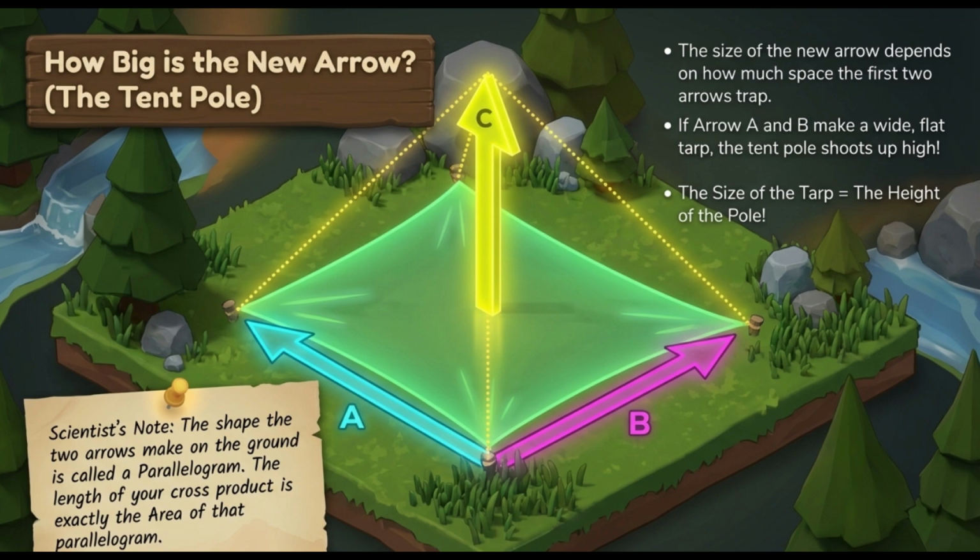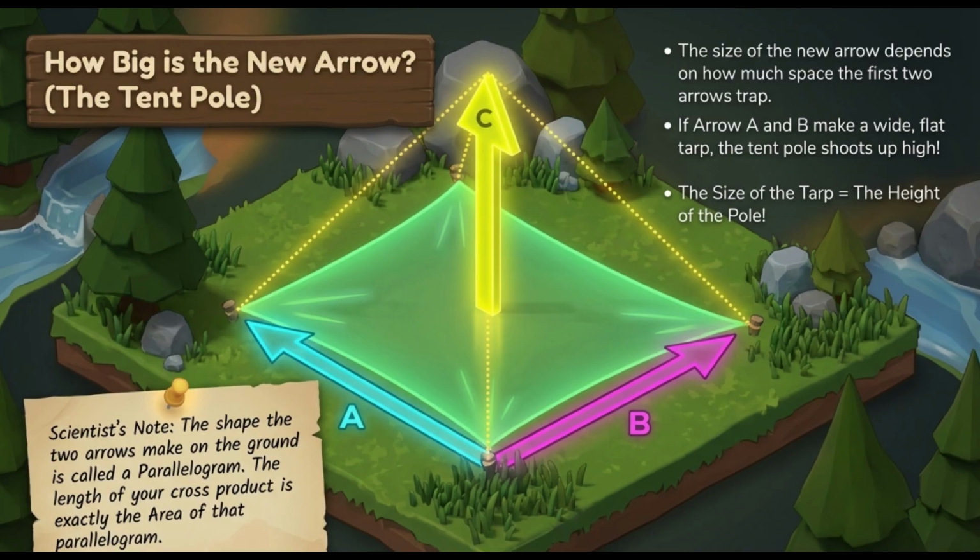But wait, I'm kind of stuck on this. If I lay a tarp on the ground, a pole could stick up into the sky, but couldn't it just as easily dig straight down into the dirt? Yeah, it absolutely could. So what stops the math from guessing the wrong way? Like, does the order matter? Order completely dictates the direction.